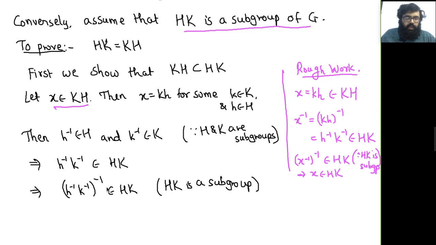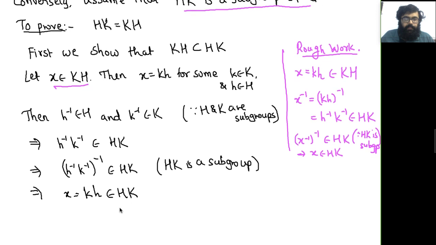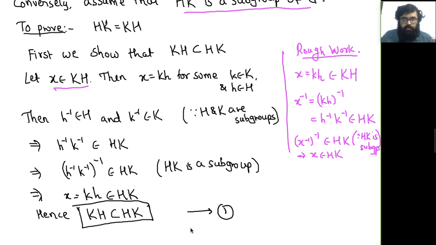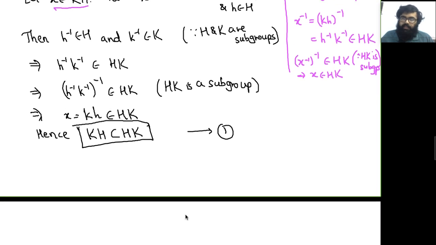Okay, so now what is h inverse k inverse, inverse? This is k inverse inverse, which is k, and h inverse inverse, which is h, which is nothing but x, and that belongs to HK. So we started with x in KH and we have got x in HK. So hence KH is a subset of HK. So we have done the first part. Let us call it 1. By 1 and 2, HK equals KH.